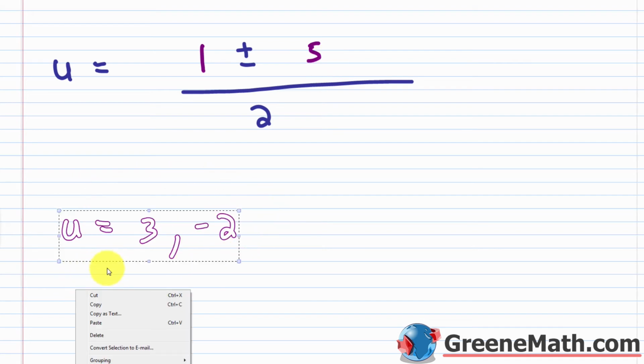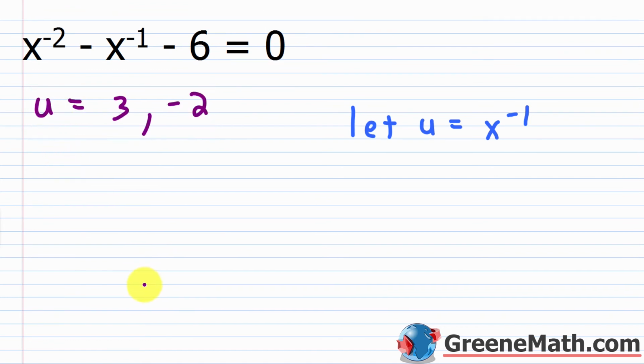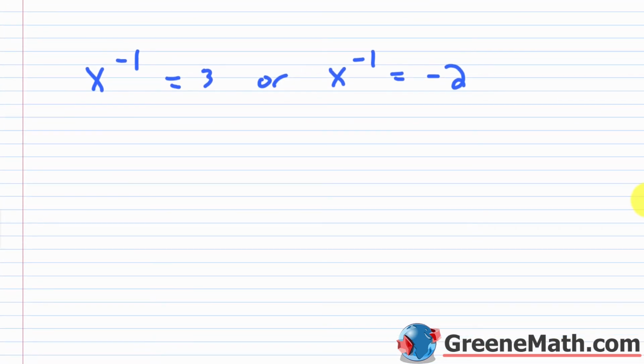So let's copy this. All right, let's paste this right here. So again, u is equal to 3 and -2. And we said that u is equal to x to the power of -1. So if x to the power of -1 is u, and u is equal to 3 or -2, then x to the power of -1 is equal to 3, or x to the power of -1 is also equal to -2. Now, how do we solve something like this? Remember what an exponent of -1 means. This is basically like saying that we have 1 over x. Now, you can solve it that way, or if you don't want to work with that, you can raise this side to the power of -1 and this side to the power of -1. You can also do that over here.